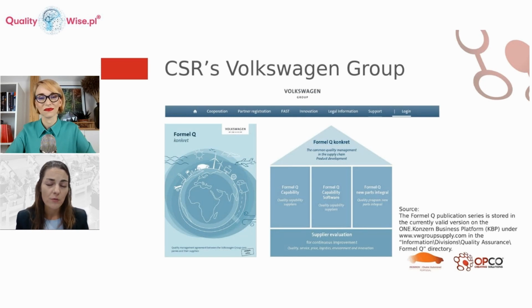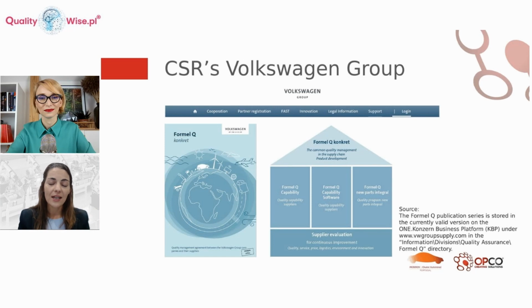And then we have Formel Q Capability, where you can find requirements for self-audits, process audits or product audits. Capability also has an appendix, where we can find the additional requirements of Formel Q or the Volkswagen Group for VDA 6.3, for the questions P5 to P7. And then we have the last one, Formel Q Capability Software, for those organizations that develop or integrate software in their own product.